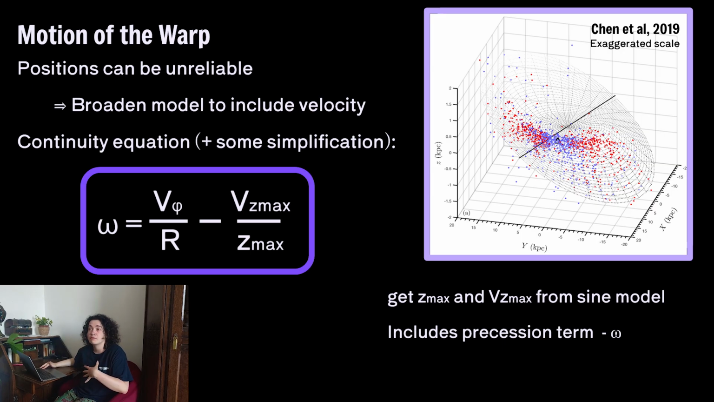If we can model our warp, both the position, the height of the warp, with the sine wave we discussed earlier, and also do the same for the velocity, and take the average of it, or even the maximum in this case, and divide one by the other, we can use all of this together to get an estimate for the precession of the warp, which is quite interesting. So there are two main suspects when it comes to the warp.